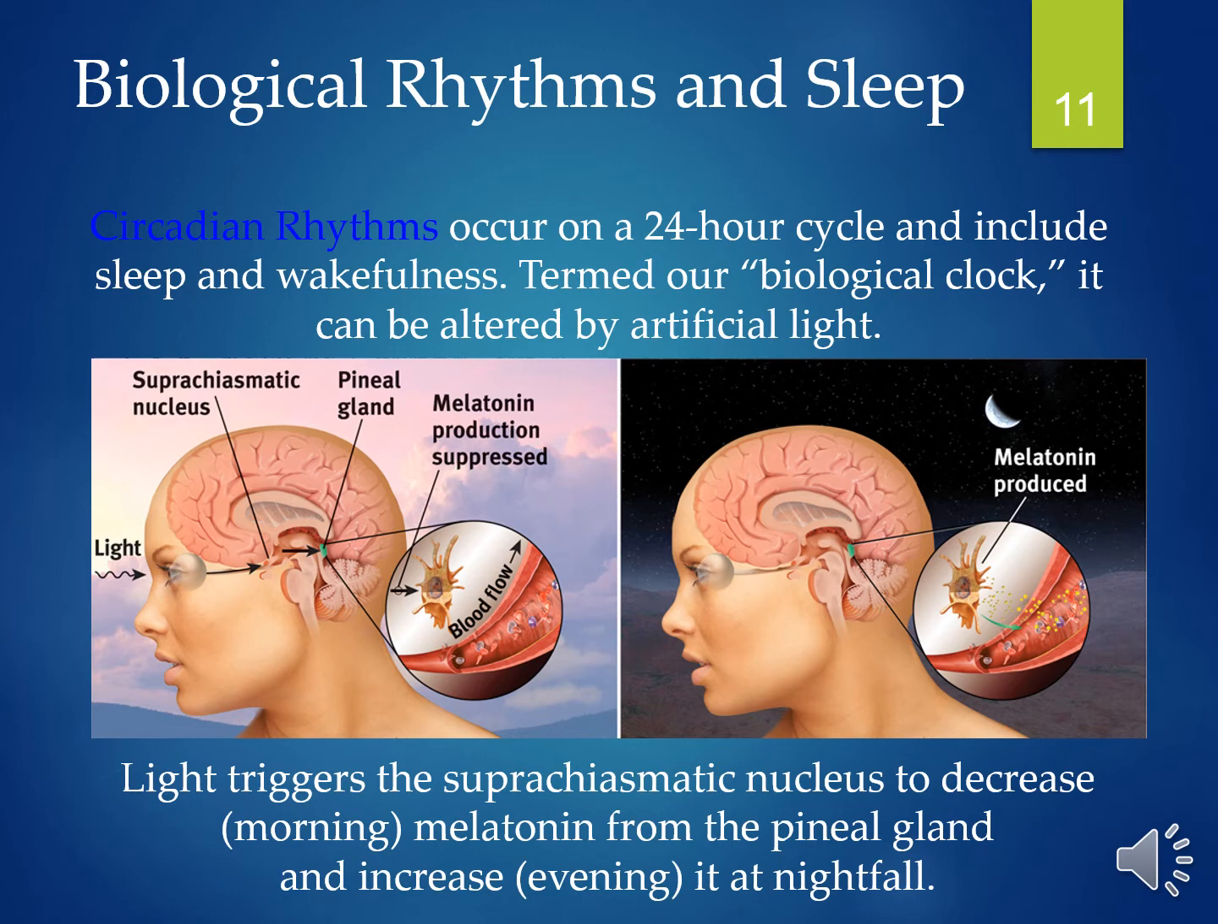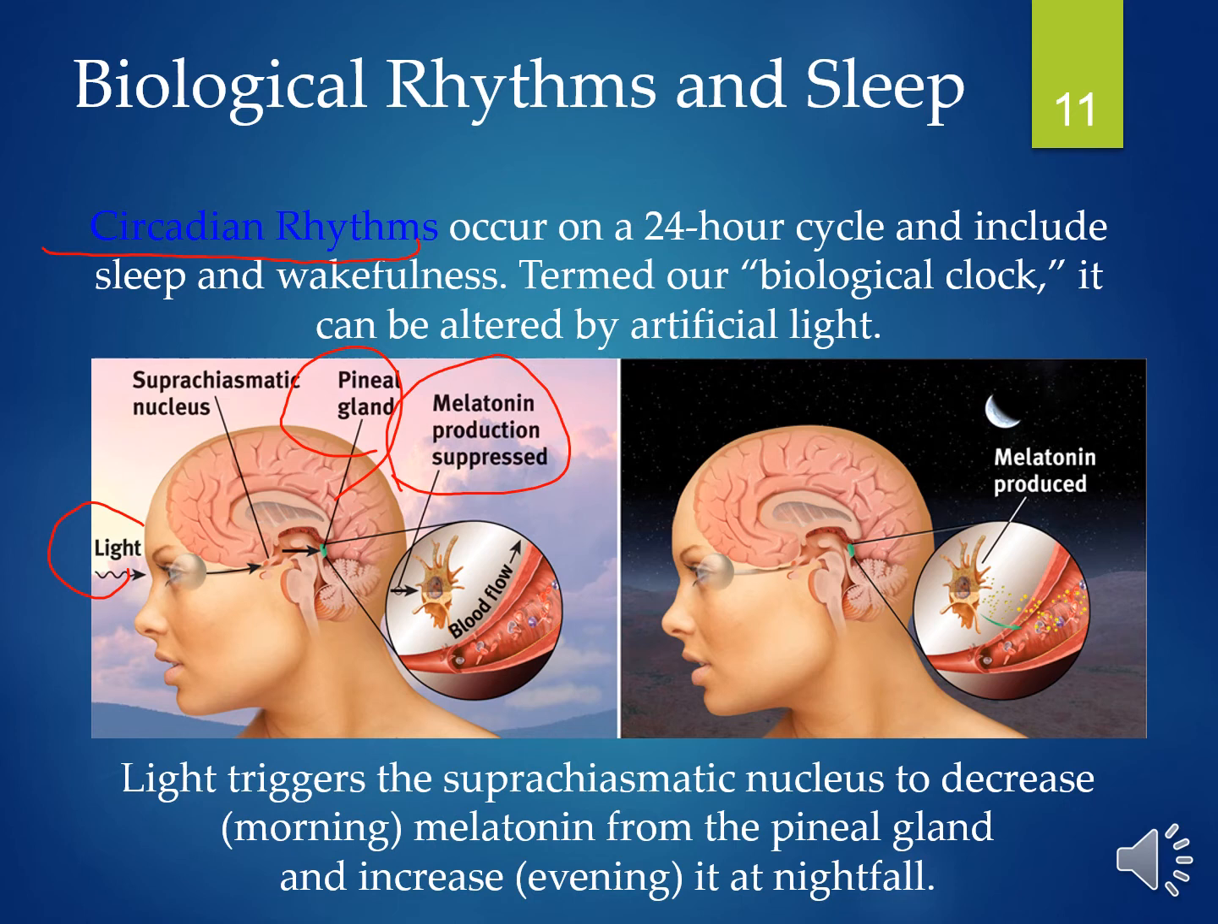So in terms of the physiological side of things, we have biological rhythms, also known as a circadian rhythm. A circadian rhythm occurs basically on a 24-hour cycle, and this includes sleep and wakefulness. It's termed our biological clock, and it can be altered by artificial light. The light will stimulate the pineal gland and therefore suppress the release of melatonin.